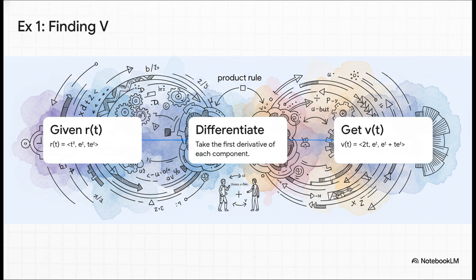But look at that last component, t times e to the t. This is where so many people trip up. It's a classic trap. You have to remember to use the product rule there. Once you do that, you get your final velocity vector, v of t.